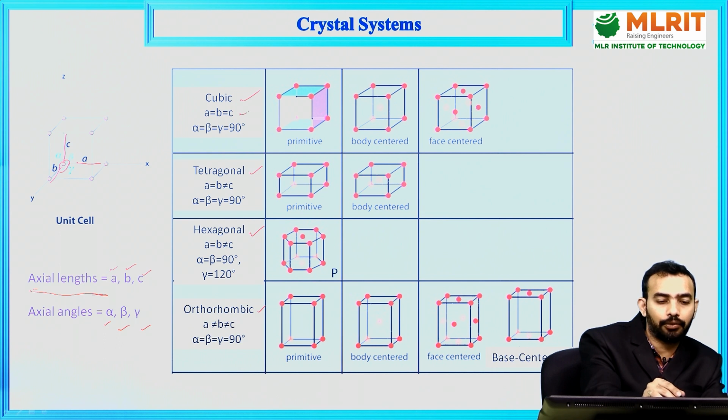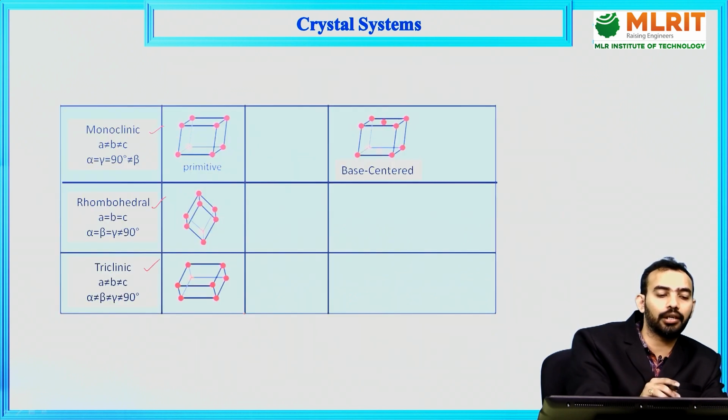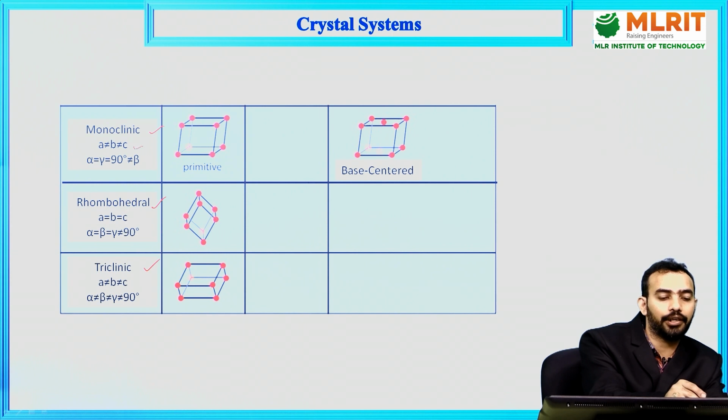If all lengths are equal and all angles are equal to 90 degrees, that is considered to be a cubic system. If 2 of the lengths are the same and different from the third one, and the angles are equal, that system is considered to be tetragonal. It is a hexagonal system where one of its angles, gamma, is 120 degrees. Where all lengths are different but all angles are equal, that is orthorhombic. Then, if all lengths are different but 2 angles are the same and 1 is different, this is a monoclinic system.